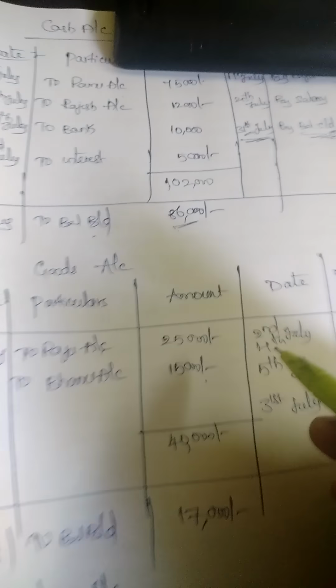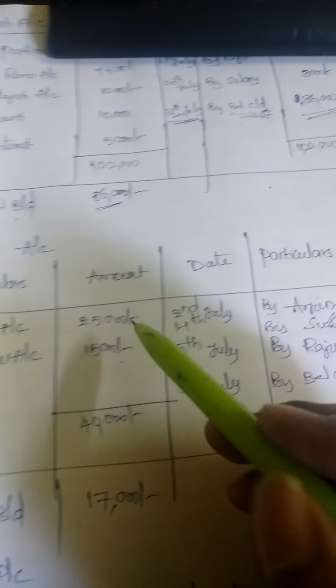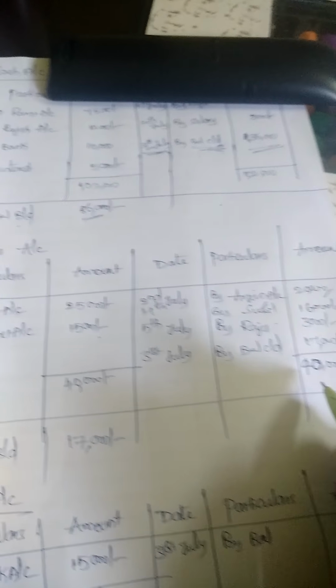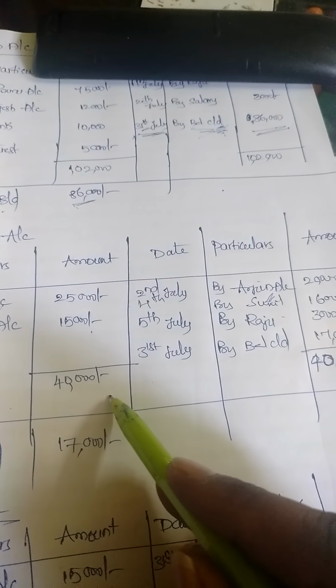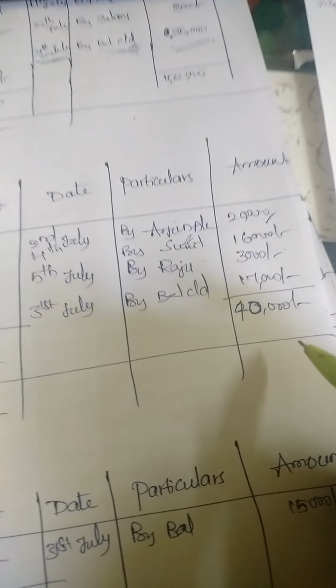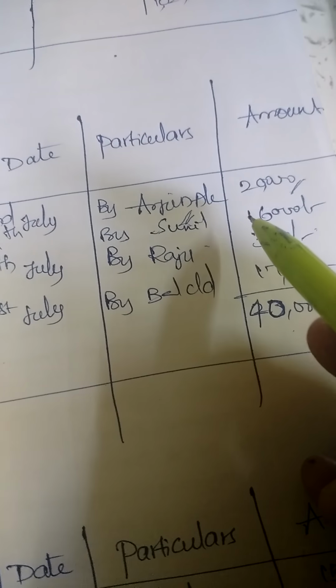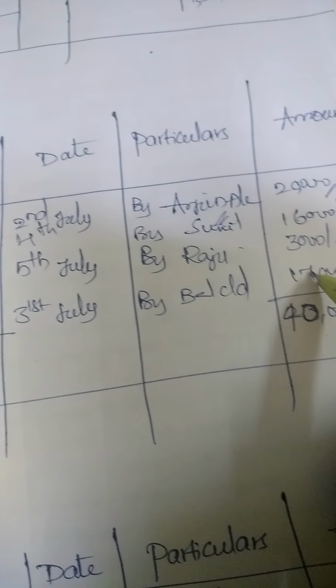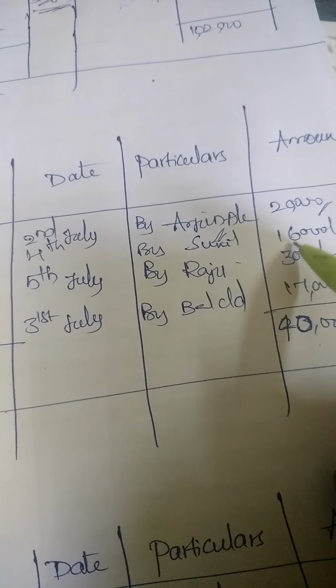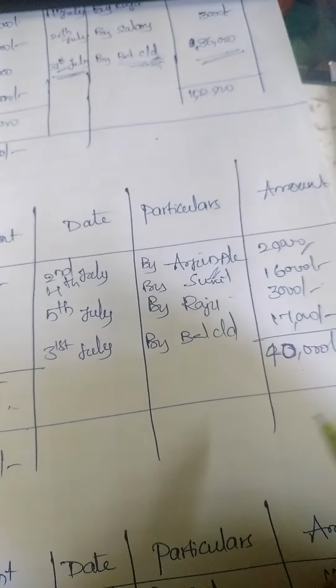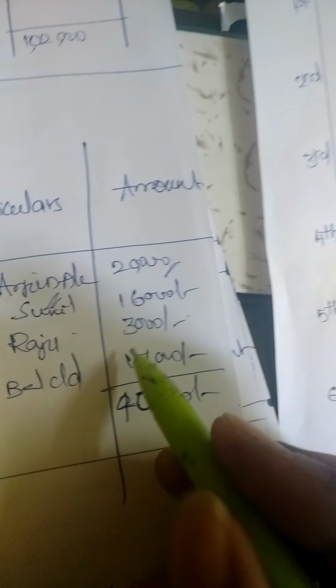No two goods information is there in the problem. Now check the balance: total amount under debit side, total amount under credit side. Total amount under debit side is 40,000. Total amount under credit side is 20, 16, 36, 39,000. 39,000 means the remaining 1,000 rupees is the balance.